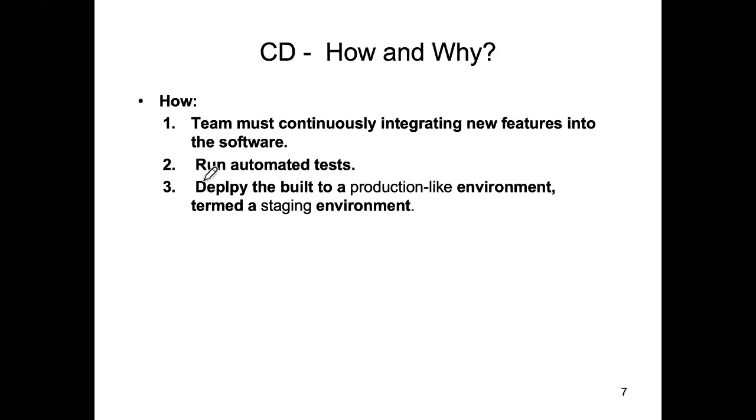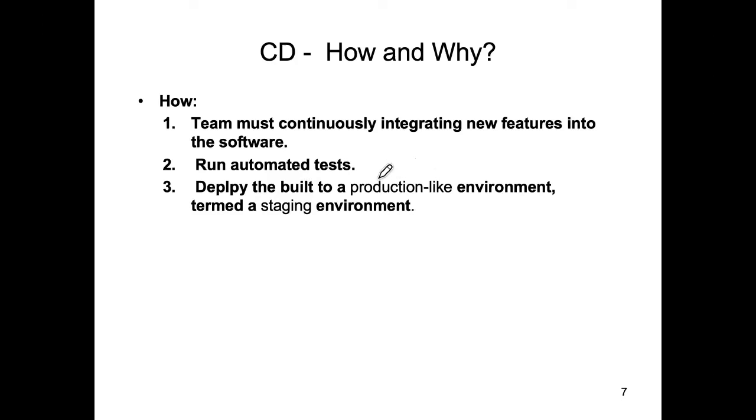So CD, the how and the why again, and there's a bit of overlap here now. By CD, we mean that the team continuously integrates new features into the software. Obviously CD is completely dependent on CI, continuous integration. That's not so much a how, but it's a consequence of it. We run automated tests, we know we have that already. We deploy the build to a production-like environment first.